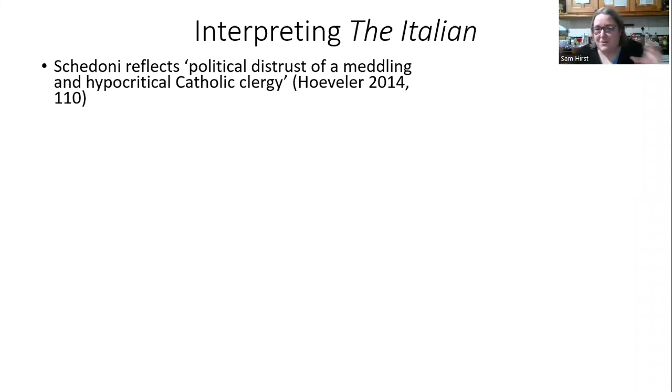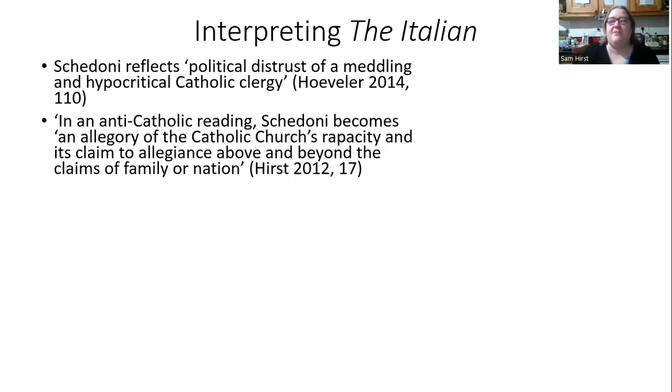So I'm just going to focus on the interpretation of Schedoni here to narrow it down so we're not too vast and trying to look at everything. So he represents a sort of negative view of the Catholic Church. And as I've summarized here, in such anti-Catholic readings, Schedoni becomes an allegory of the Catholic Church's rapacity, its claim to allegiance above and beyond the claims of family or nation, its disruption of the family.